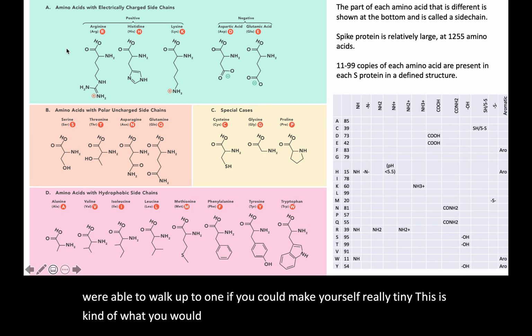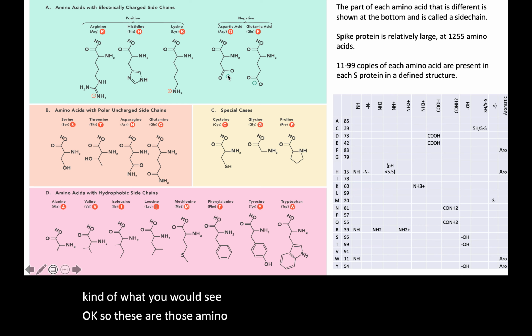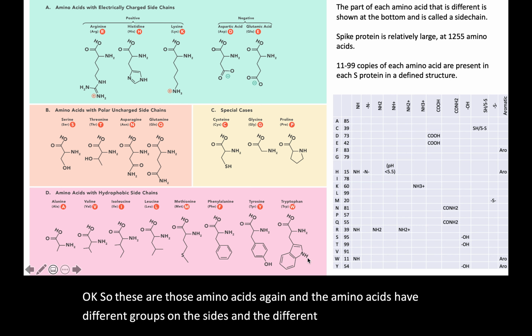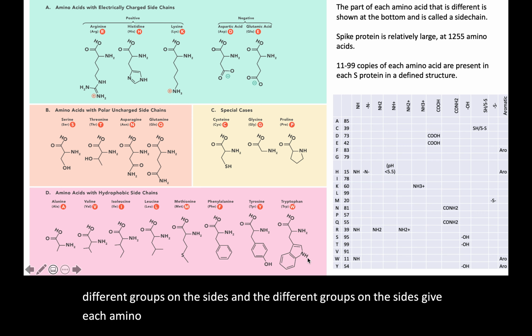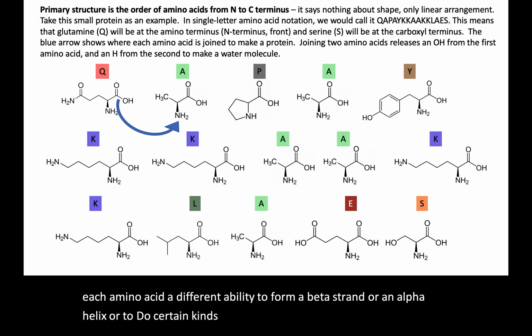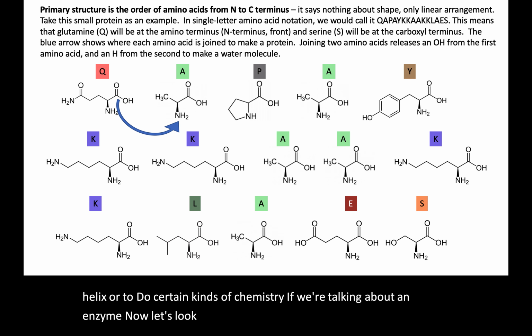Okay, so these are those amino acids again, and the amino acids have different groups on the sides, and the different groups on the sides give each amino acid a different ability to form a beta strand or an alpha helix, or to do certain kinds of chemistry if we're talking about an enzyme. Now let's look at what this actually means.